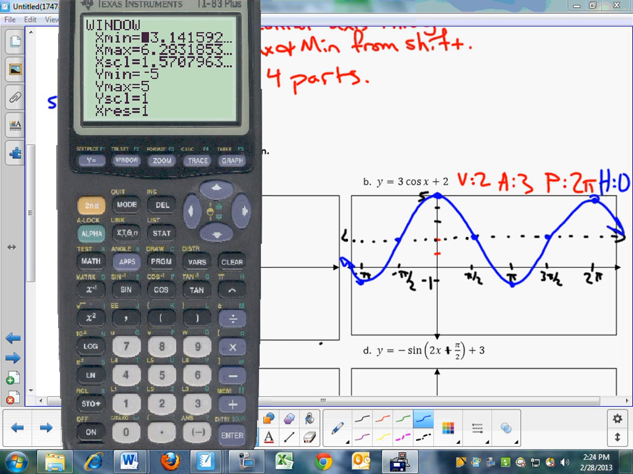-pi is my x min. 2 pi is my x max. 5 is my y max. -5 is my y min. Got it? Well, the scale, a tick mark every pi over 2.